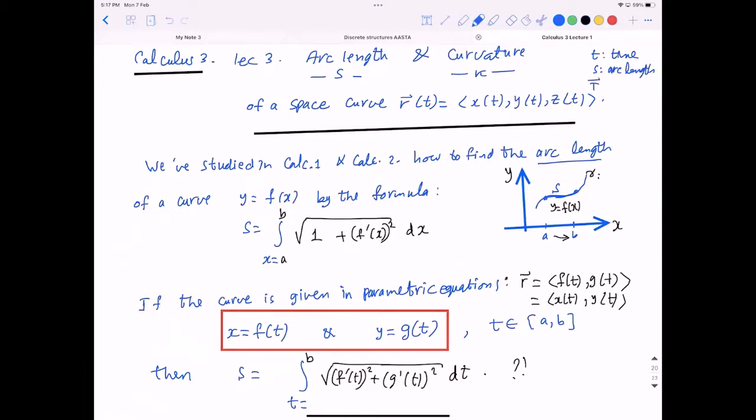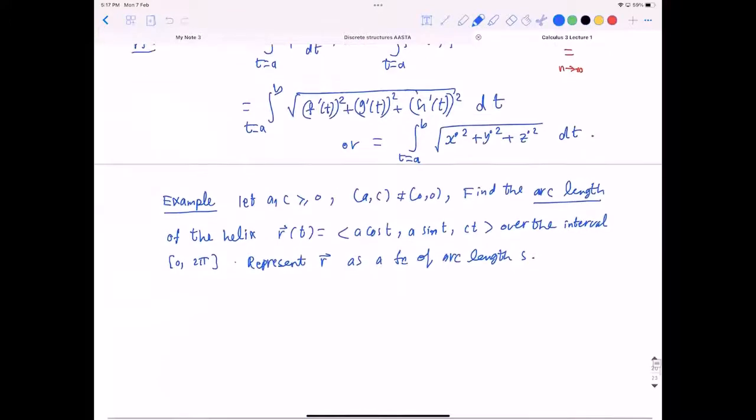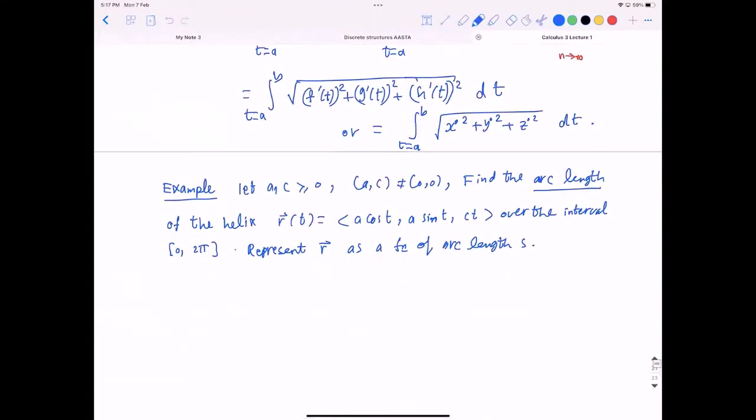T capital was tangent vector, unit tangent vector, and so on. This is what we have studied. Any question? So how to find the arc length of a curve in 3D or 2D given functions? We differentiate and apply this formula. This is a very important formula. Look at here, S depends on T.